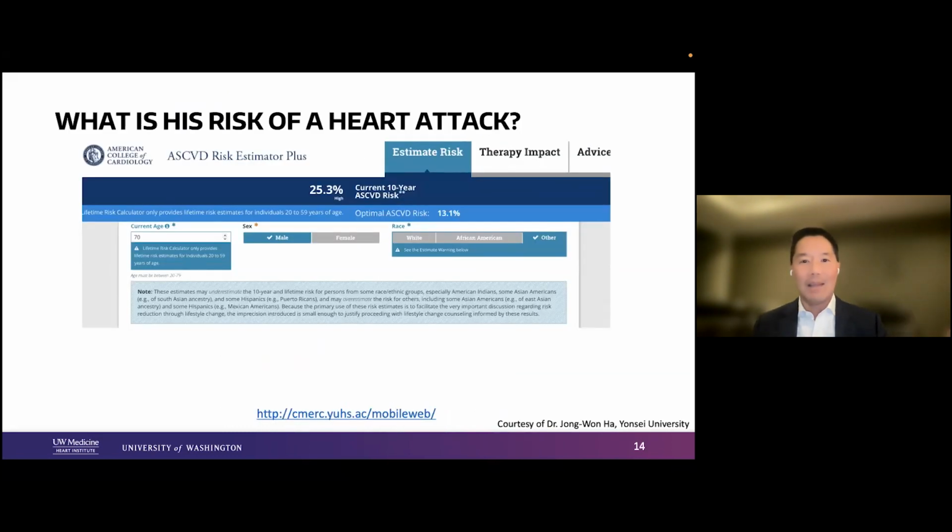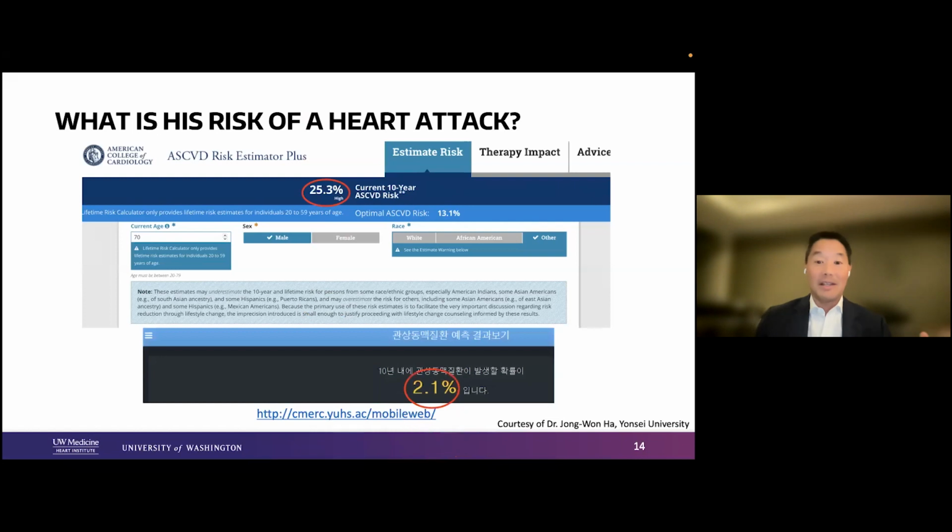And to give you an example, this is the same patient that I showed you using the US risk calculator, but if you plug it into the Korean risk calculator, you can see that this patient's risk is almost 10 times lower than what would have been characterized in the US risk calculation estimate. So again, we see that there's a major disparity between what we calculate from the current risk models in the United States and what might be estimated in Korea.